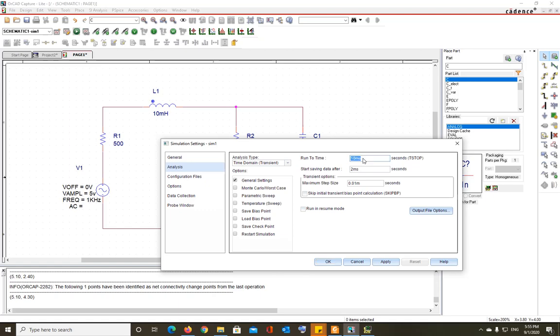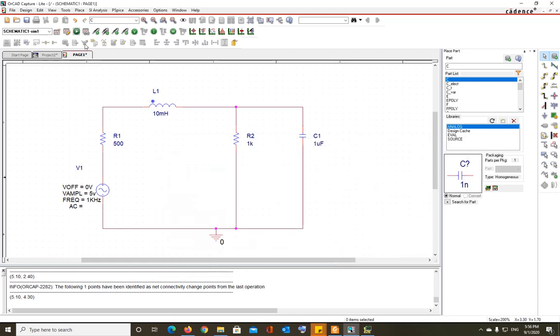You don't have to plot that many. Let's say I want to plot 3 cycles. So I will run it for 3 milliseconds. I'm going to start saving data after 0. And in general, whatever the time period of the waveform is, choose 1/100th of that to be your step size. Since the time period is 1 millisecond, 1/100th of that is 0.01 millisecond, which is okay. I don't have to change that. If you plot 100 points per cycle, your plot is going to be very smooth. So I'm going to apply and OK, and run the simulation.